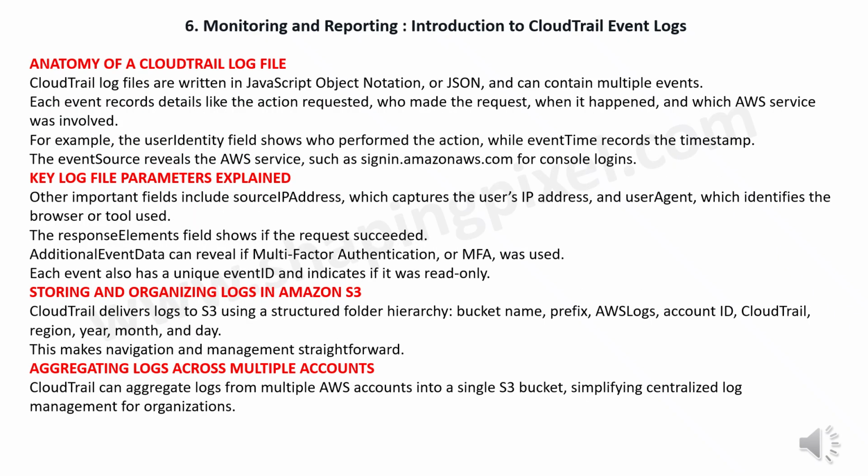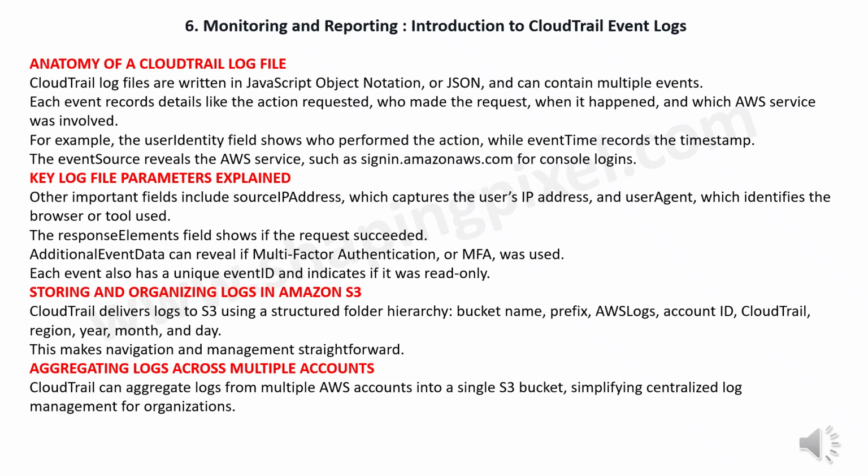AWS CloudTrail trails are essential for capturing, tracking, and retaining events across your AWS accounts. Without trails, you can only view events in the CloudTrail dashboard for up to 90 days. Trails send captured events to log files, typically stored in Amazon Simple Storage Service, or Amazon S3, or to CloudTrail Lake for longer retention and advanced querying. CloudTrail log files are written in JavaScript Object Notation, or JSON, and can contain multiple events.